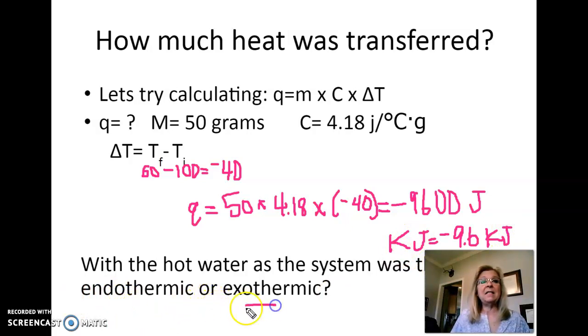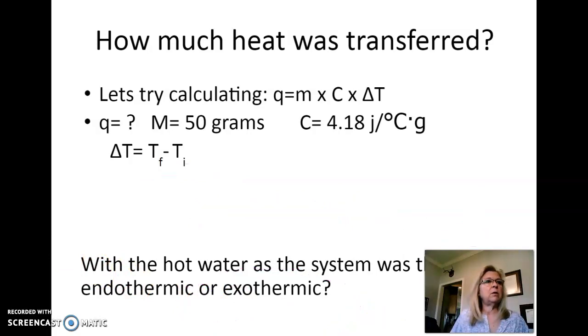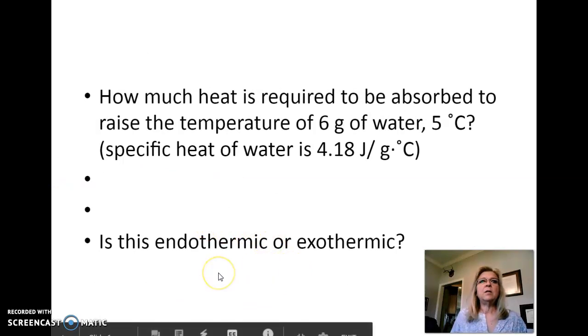Because this is negative, it was exothermic. Because this came out negative, it was exothermic. Okay, let's move ourselves along to another example. All right, so then we are taking a look at still another example here.